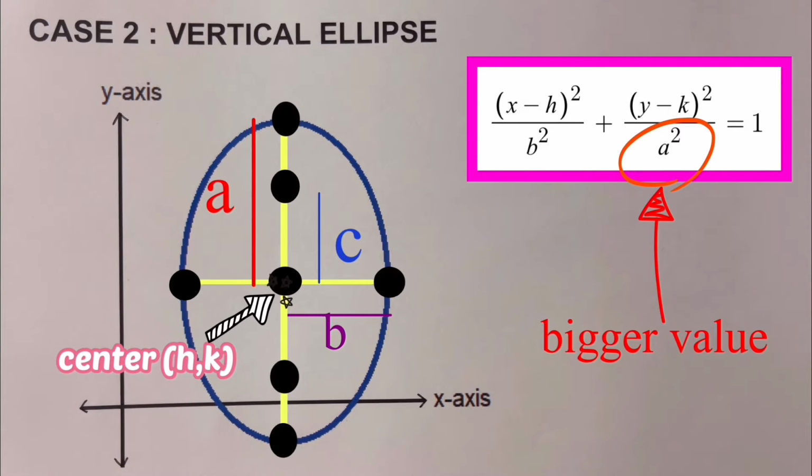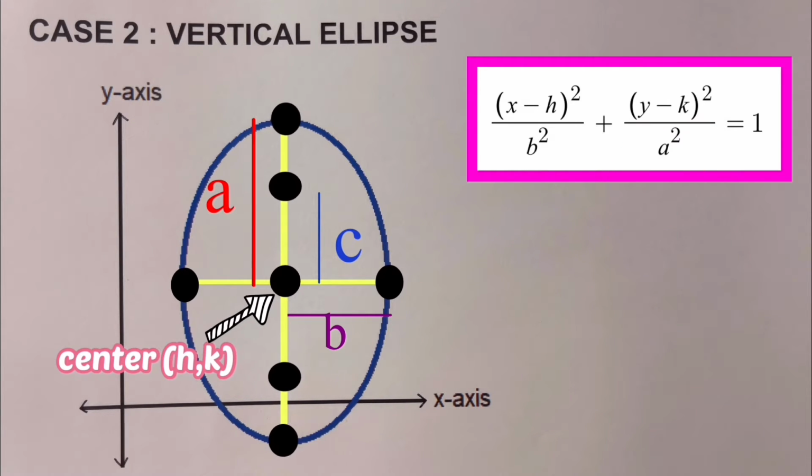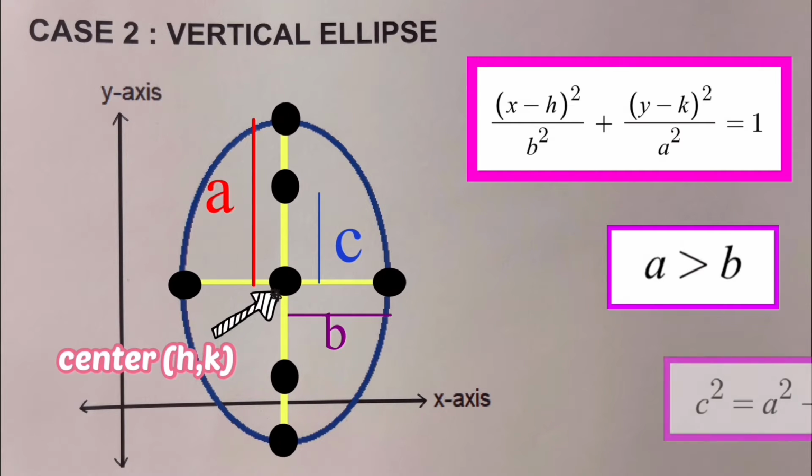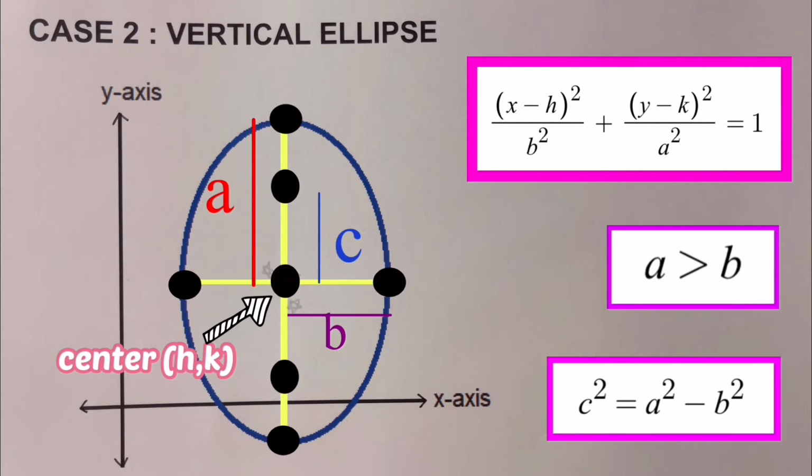Now we remember that our a², which is the greater value, is placed under the quantity (y − k)². The reason for that is because this is a vertical ellipse. We remember vertical means up or down, and so this is placed under the y. And we also remember that a is always greater than b. And the formula that relates these lengths a, b, and c is c² = a² − b². So these are the parts of every ellipse, and these are the two cases of every ellipse, the vertical and the horizontal ellipse.